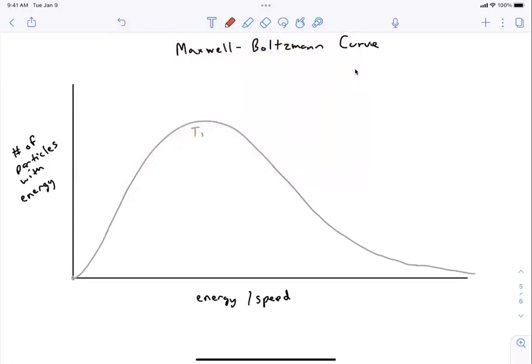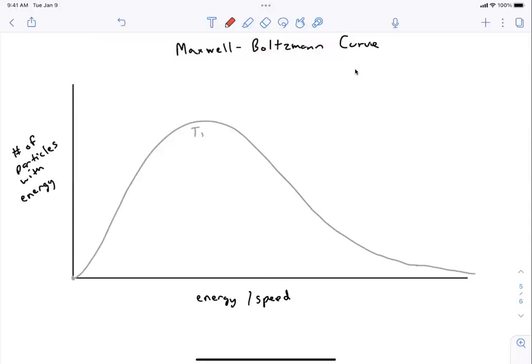Now, if that's the distribution of particles at a certain temperature, if we heat that substance up, okay, what do you think happens to the shape of this curve? What happens to how this curve looks if I heat up the particles and increase the temperature? Okay, so let's talk about that here.